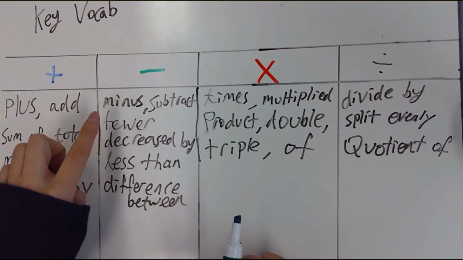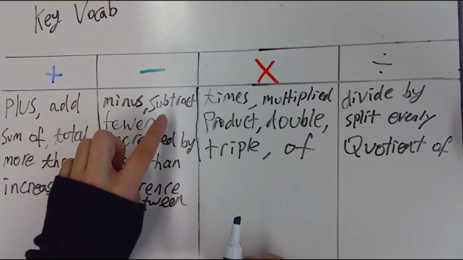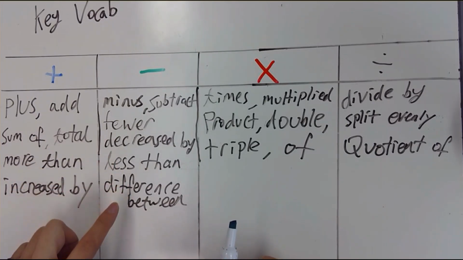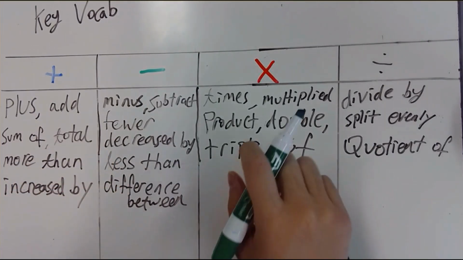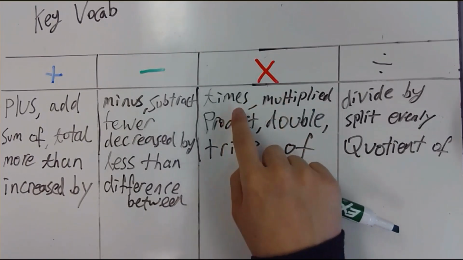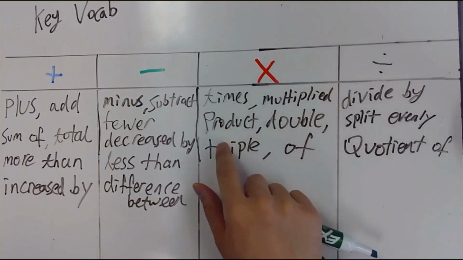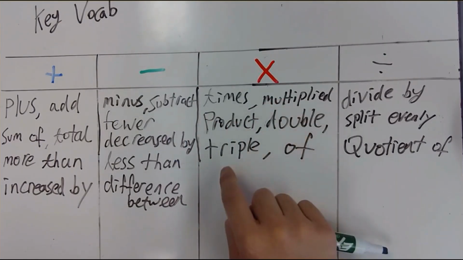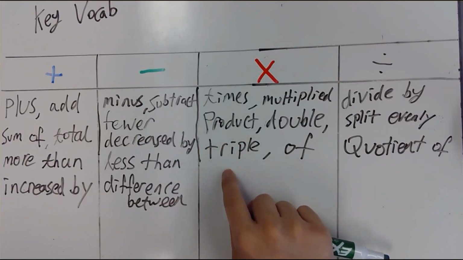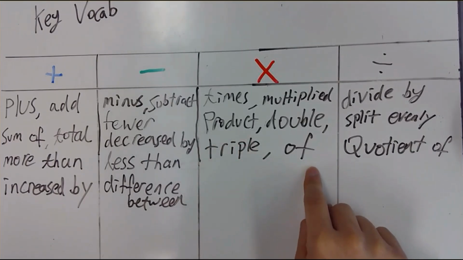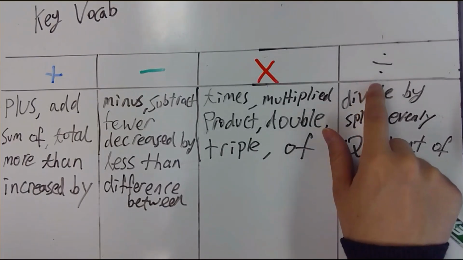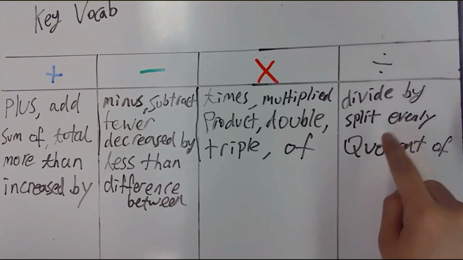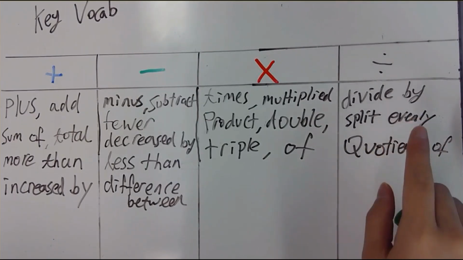The minus sign can be translated to minus, subtract, fewer, decreased by, less than, or difference between. Times can obviously be translated to times, multiplied, product, or double, which would mean times by 2 specifically, and triple, which would mean times by 3. And the last word, of. Divide by can be translated to divided by, split evenly, or quotient of.